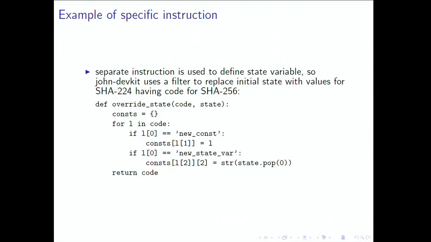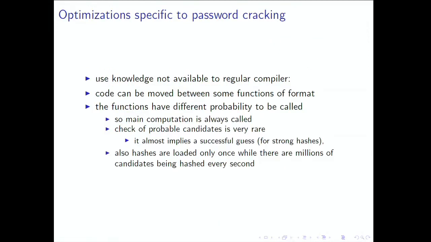So all the work with bytecode can be a very small function. Now about optimization, which is specific to password cracking and specific to John the Ripper. We as compiler users have knowledge that a conventional compiler does not have. We can move code between functions, and we can use knowledge about the probability of functions to be called.